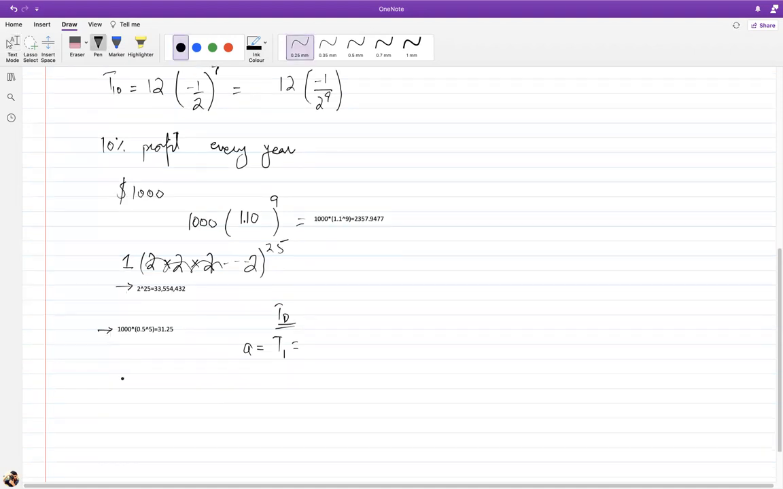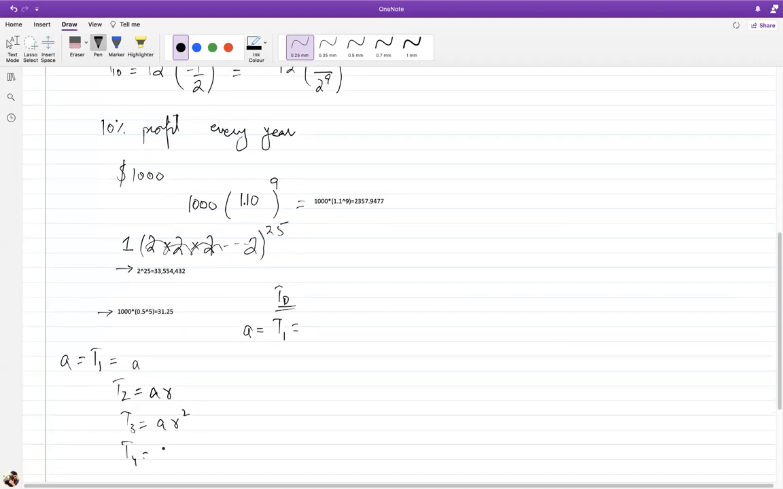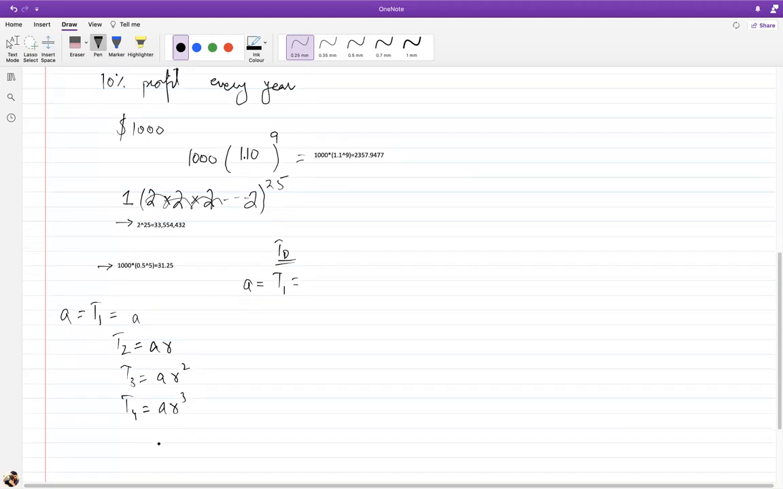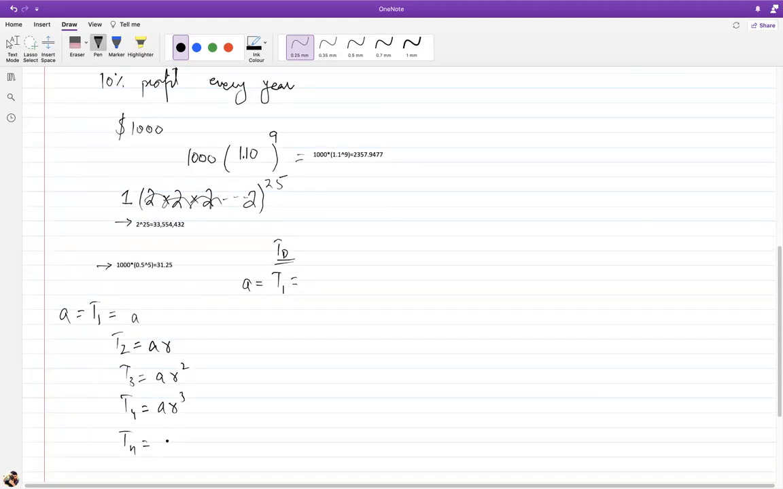Let's say we start at term number 1. In that case, term number 1 is A, and your next term is always going to be A times R. So term number 2 is A times R, term number 3 is A times R squared, and term number 4 is A times R cubed, which simply means that any term number n is A, your starting point, times R to the power 1 less than n. So that is the term formula, if you want to figure out a certain term.